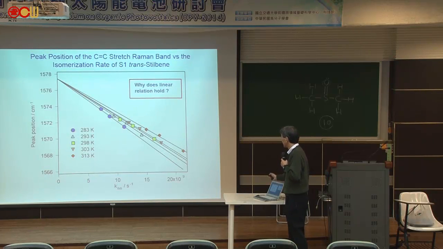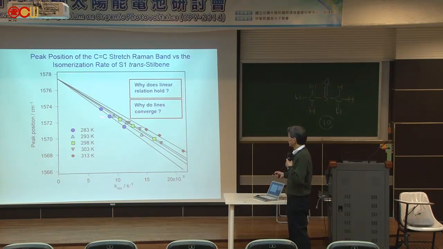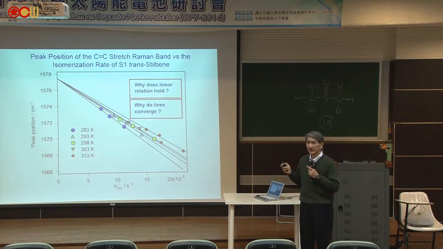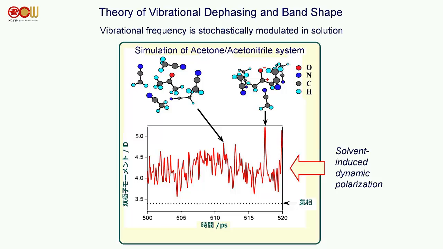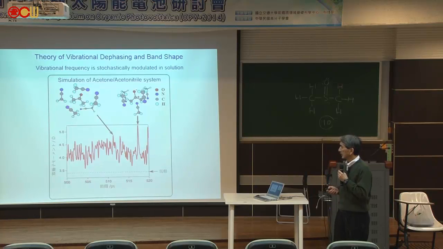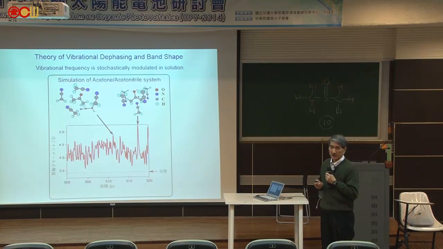So why does the linear relation hold, and why does the line converge here? This is a totally new result, unexpected. So we have to solve that. Then we actually make a theory to explain these results.